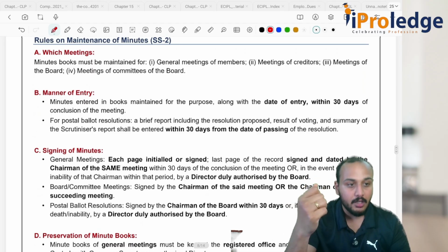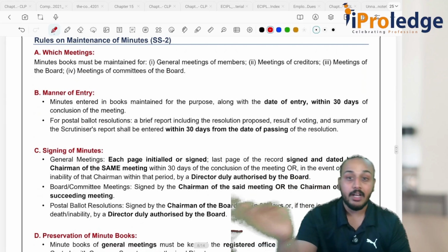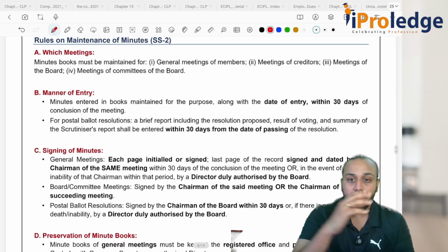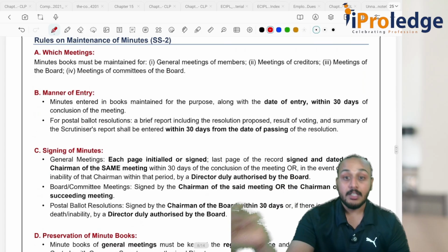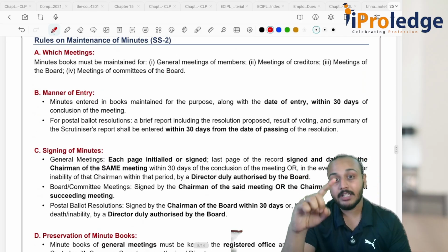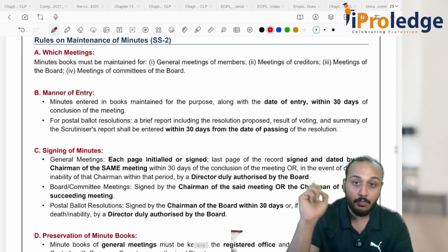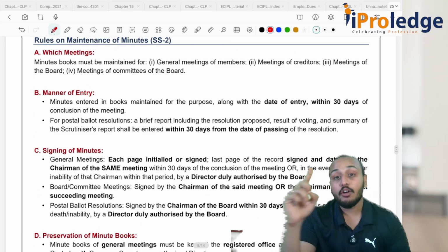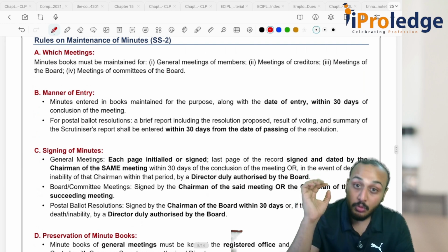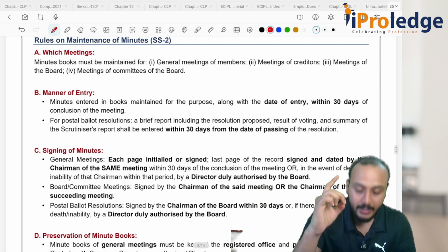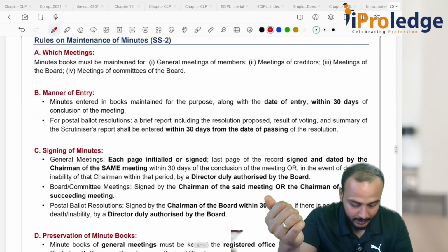And this is where your committee of creditors is also important. Under the Insolvency and Bankruptcy Code, when a company becomes insolvent, it is not the shareholders who are in control of the company, but the creditors who are in control of the company. That is the reason most of the times when the company has gone insolvent, you will not see general meetings, but what will you see? You will see meetings of the committee of creditors. Even the minutes of those meetings have to be maintained as per section 118.